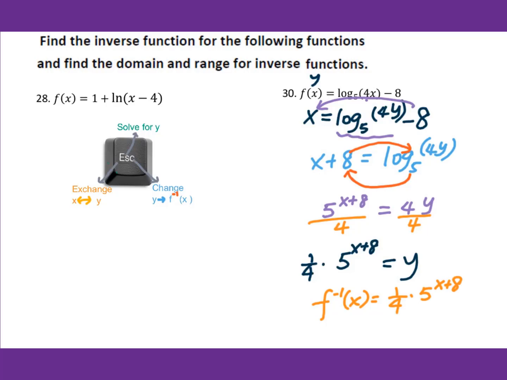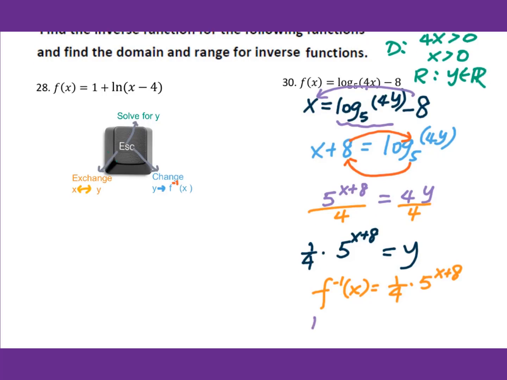Look at the original function. We need to figure out the domain. We will set up for x, that's the argument greater than 0, means x greater than 0. For range, that's all real numbers. Therefore, for the inverse function, domain, that's x is all real numbers. For range, that is y greater than 0.